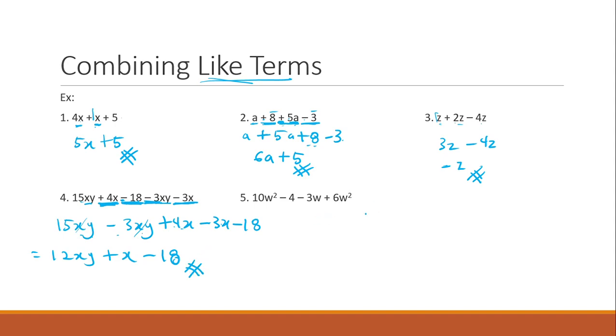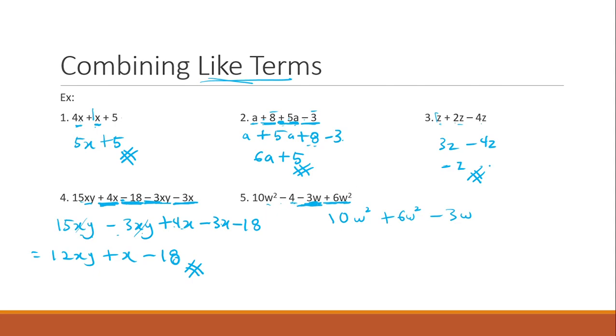Then for number 5, same as number 4, we have 3 different terms. We have w squared, we have the one without the variable, and then we have w. So for this one, what we can do is 10w squared. We need to add it with the w squared here because this one is positive, so positive 6w squared. And then we can put the one with the variable first, minus 3w, because in front of 3w is minus.